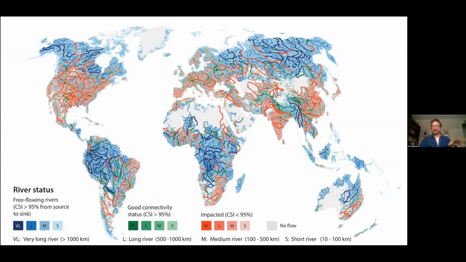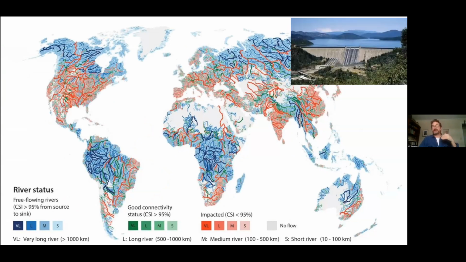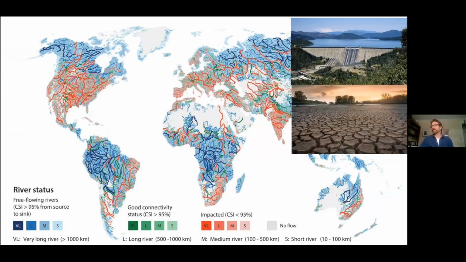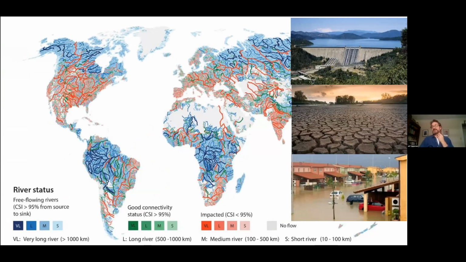But if we think about the future going forward, and this is our current state of free flowing rivers, the combination of the drive for more hydropower, dealing with increased water stress and water scarcity, and dealing with increased flood risk is going to be a major challenge for maintaining free flowing rivers.